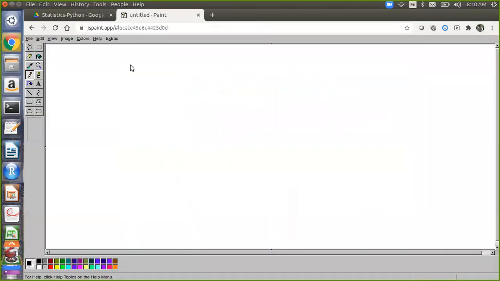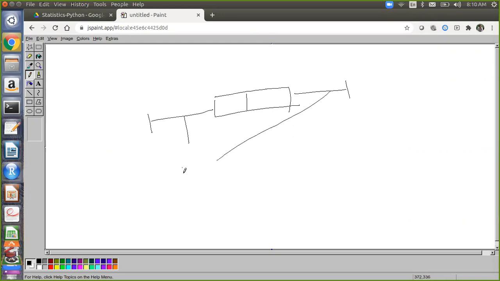So if I draw your box plot in Paint, it looks like this. You have this kind of box plot. These things are called whiskers, which is why it is sometimes called a whisker plot. This is represented as the minimum value in your data set and the maximum value in your data set.